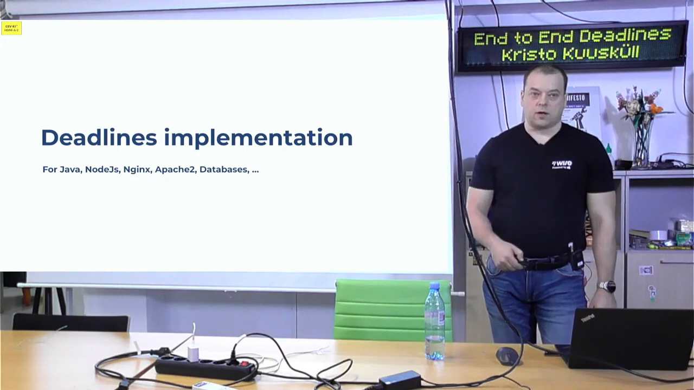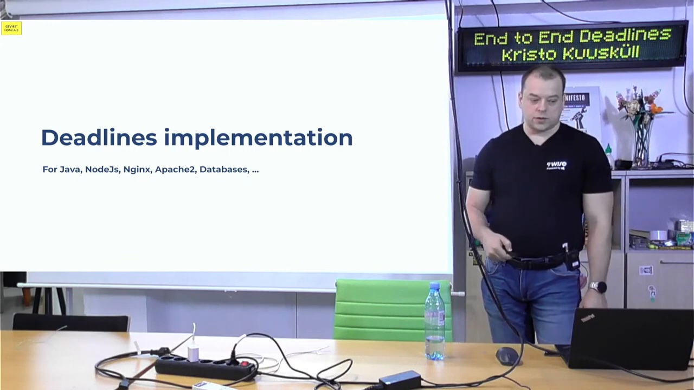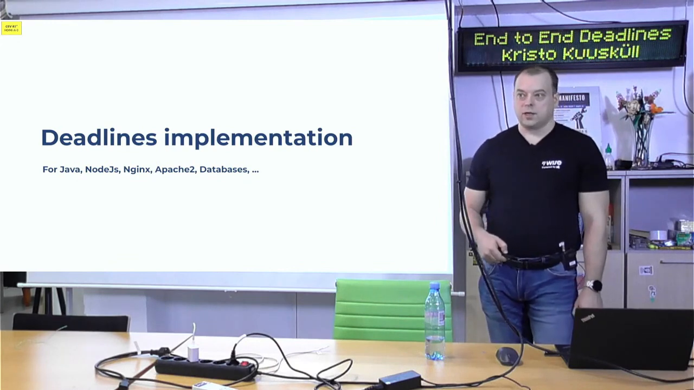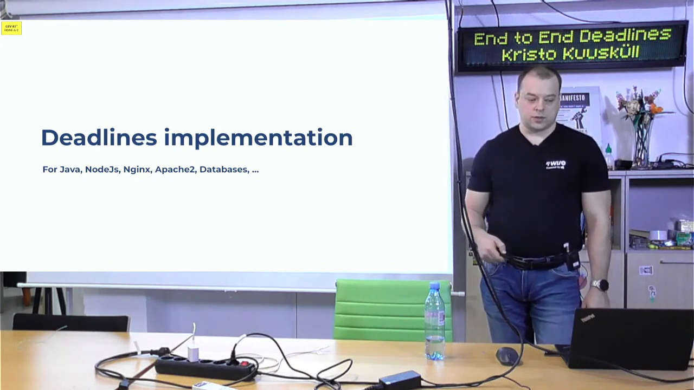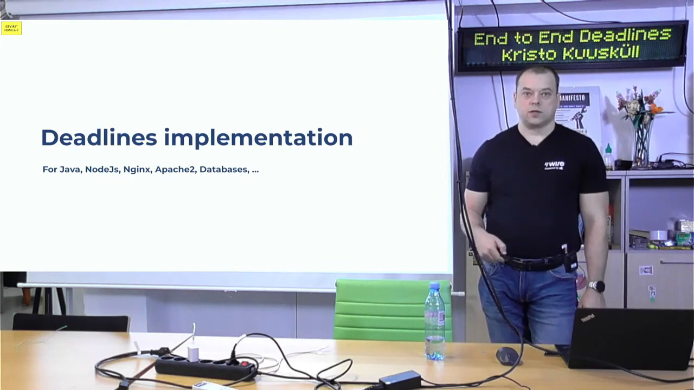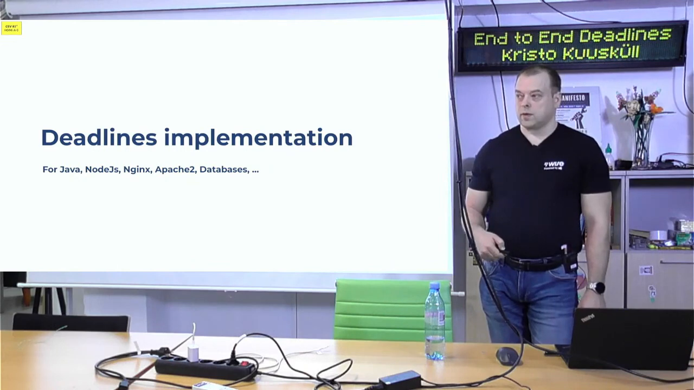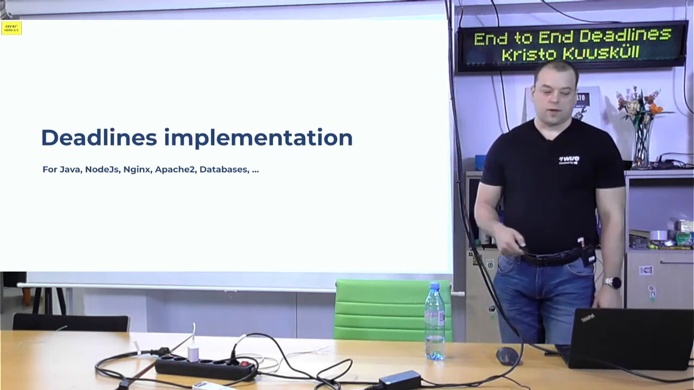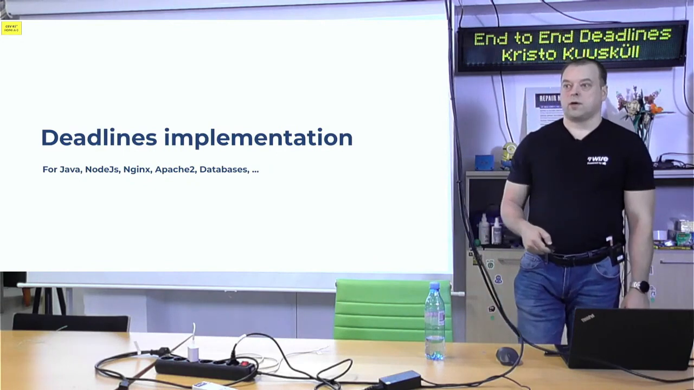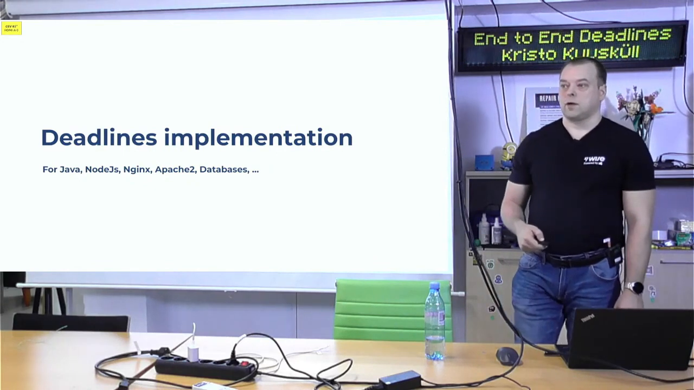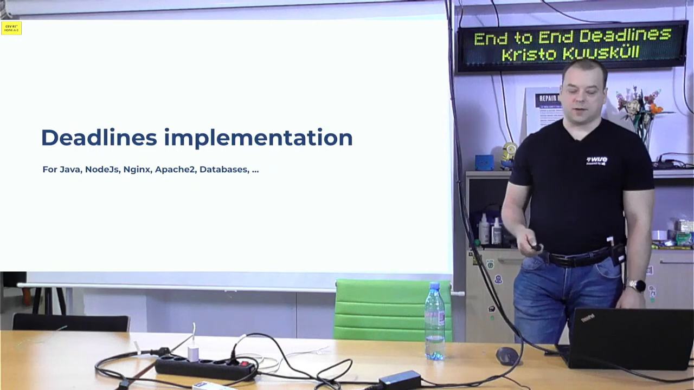But let me show how it went in Wise, what we had to do. So we had Java services, Node.js services, Nginx, Ingress proxies, Apache Ingress proxy, and databases mostly, but also async workflows around messaging systems, asynchronous jobs and tasks as well.